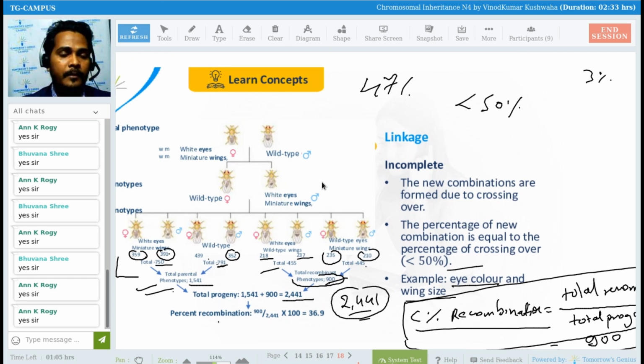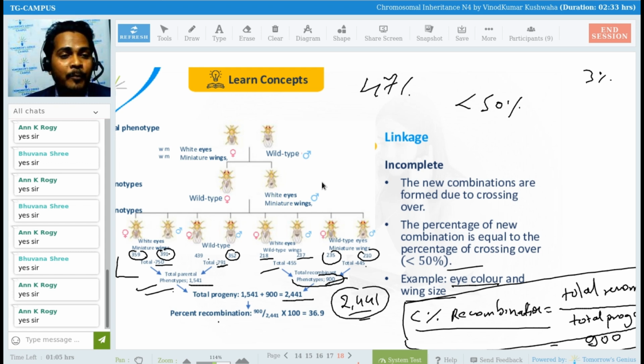Because the genes are a little far from each other, sir. But in complete linkage, they are so close to each other that it's hard to separate them. And if they cannot be separated, recombination cannot take place. Whereas in incomplete linkage, they are a little far away from each other, so they are easily separated.